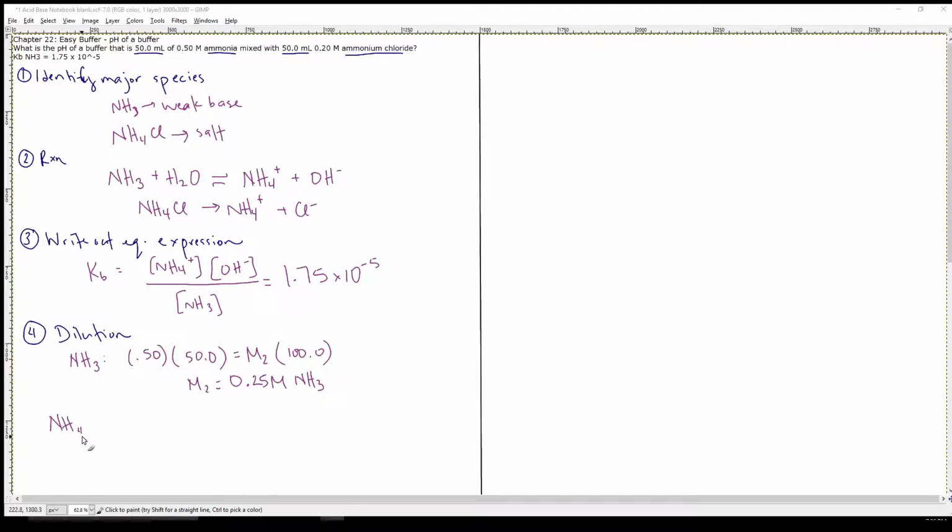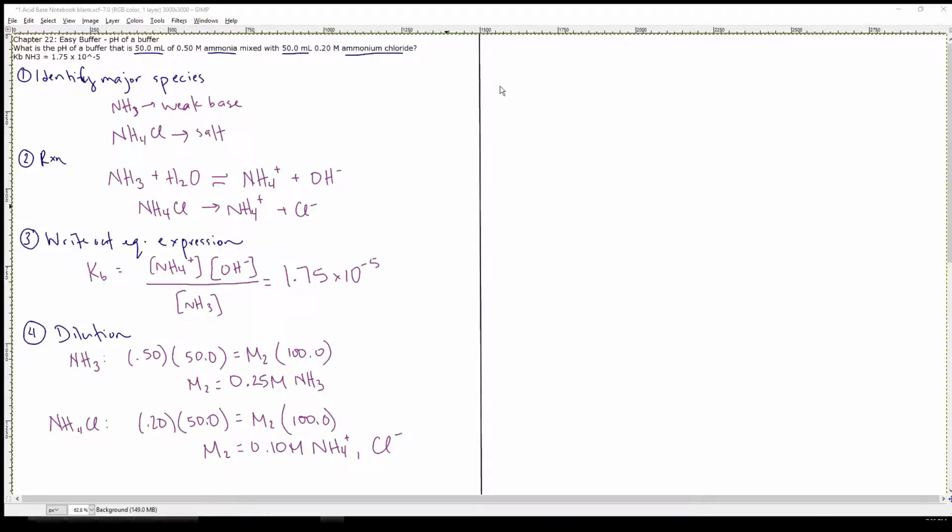So our ammonium chloride, that one started out at 0.20 molarity and 50 milliliters. Oops, I don't know why sometimes I write milliliters and sometimes I don't. I'll try to be more consistent. Okay, so M2 is equal to 0.10 molarity. And this is our ammonium chloride, which we know dissociates completely in water, so I can split this up into its pieces and say, oh, I've got that concentration of ammonium, which is really what we're interested in, because it affects our equilibrium up above.